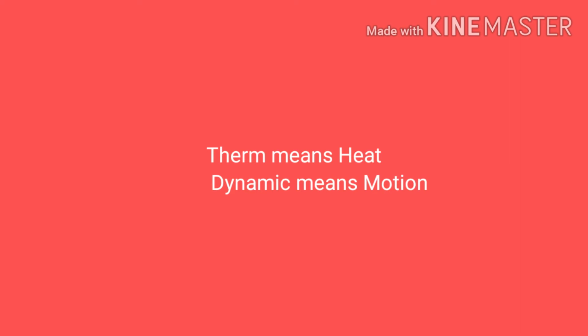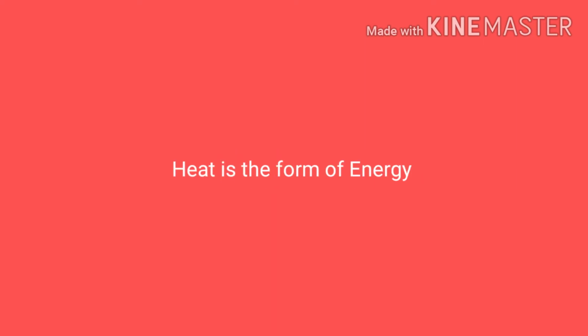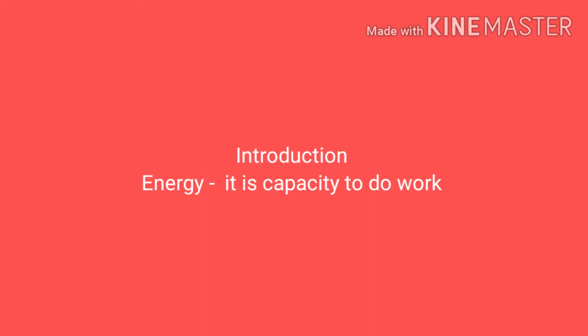Before starting this chapter, we have seen the term thermo means heat and dynamic means motion, so heat of motion. Heat is a form of energy. Introduction: energy is the capacity to do work. The body with high energy can do more work.